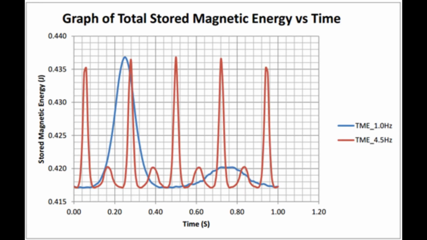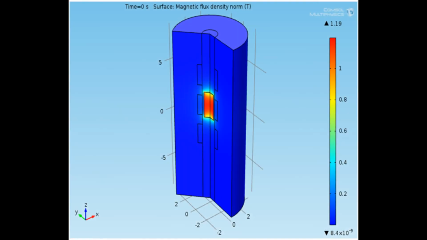A graph of total stored magnetic energy versus time was plotted. From the graph, it is seen that regardless of the frequencies being used, the total energy stored is relatively constant. However, the power output at higher frequencies is much larger than that of lower frequencies. The surface magnetic flux density norm is comparable to the actual magnet being used.